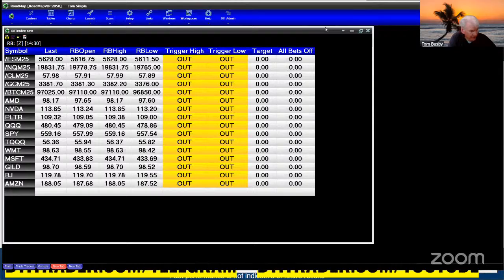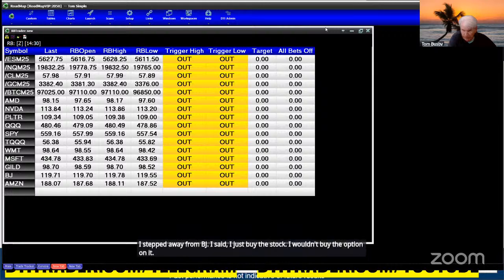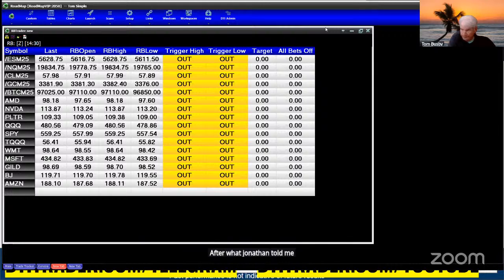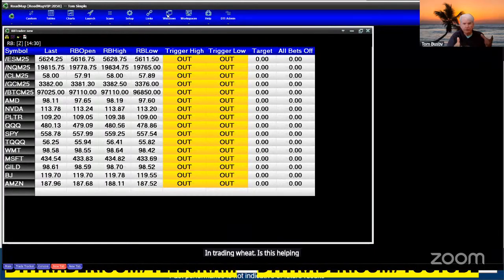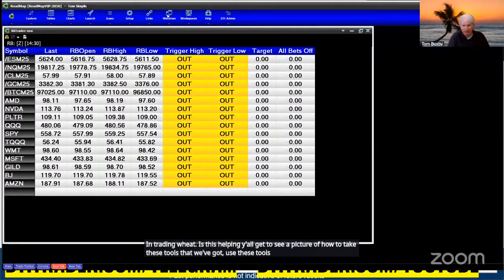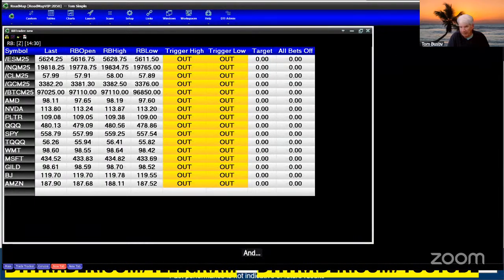I stepped away from BJ. I said I'd just buy the stock. I wouldn't buy the option on it after what Jonathan told me. But these are the kind of things that I do throughout my trading day and trading week. Is this helping y'all get to see a picture of how to take these tools that we've got, use these tools, and position yourself for high probability trades? I did a gold trade in front of you, and I'll probably end up doing a crude trade later on tonight.